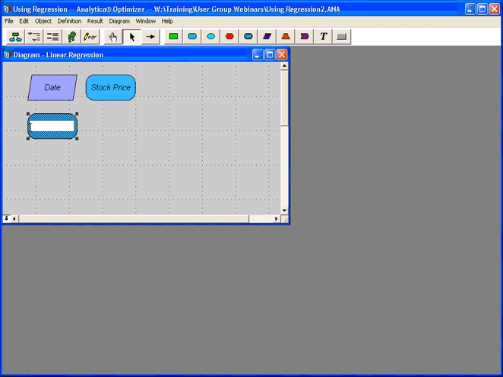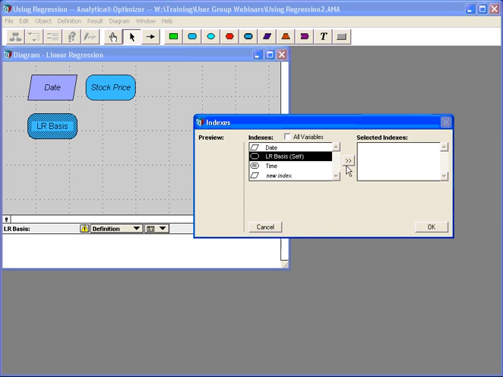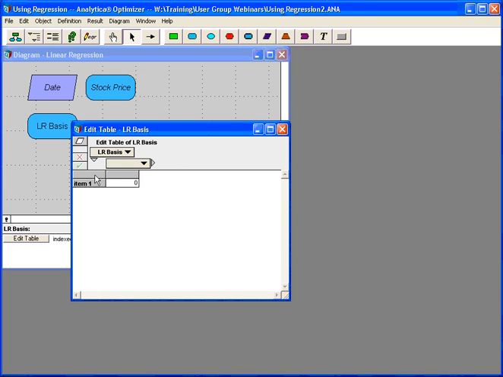So in the case of a linear regression, what I'm going to do here is I'm going to drag a node down, and I'll say LR basis, LR for linear regression. And so I'm going to make this a self-indexed table. And what we need is a y-intercept, we'll call it B, and a slope, we'll call it M. So those are the two terms of our basis. When we fit the line to the data, we're going to have two numbers, two coefficients coming out, the slope and the intercept.